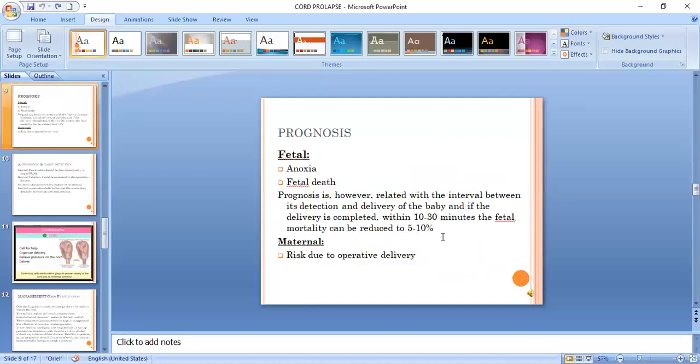You know what happens during this cord presentation or prolapse. What happens? The umbilical cord is being compressed by the presenting part and the pelvis. So due to the compression of the umbilical cord, the baby will not be getting a sufficient amount of oxygen and other nutrients, whatever is needed for the baby. So the baby can go to anoxia and even death can happen.